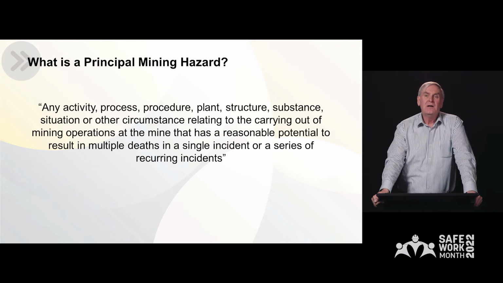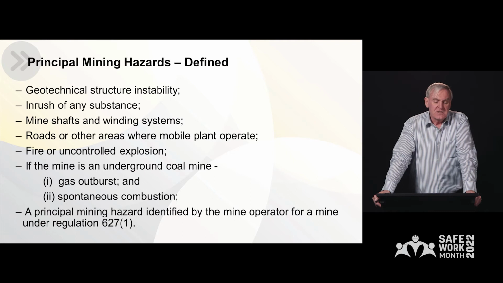process, procedure, plant, structure, substance, situation, or other circumstance relating to carrying out of mining operations at a mine that has a reasonable potential to result in multiple deaths in a single incident or a series of recurring incidents. Regulation 612 defines that a principal mining hazard may include an unwanted event relating to the carrying out of mining operations in relation to any of the following that has a reasonable potential to result in multiple deaths in a single incident or recurring incidents.